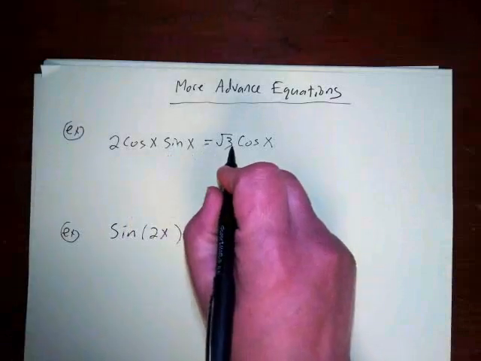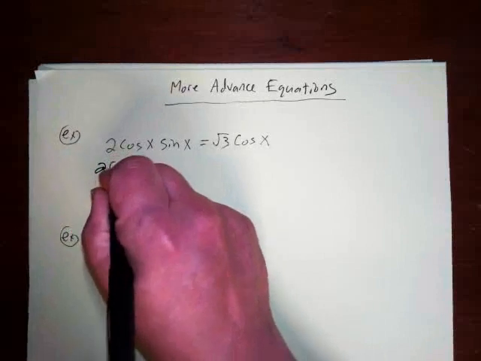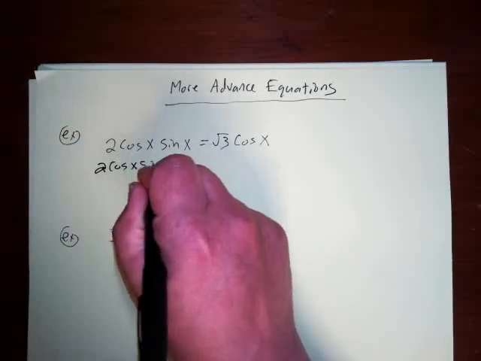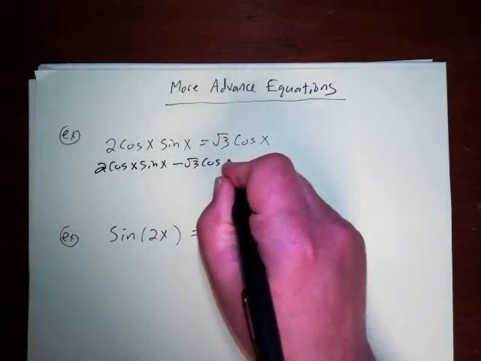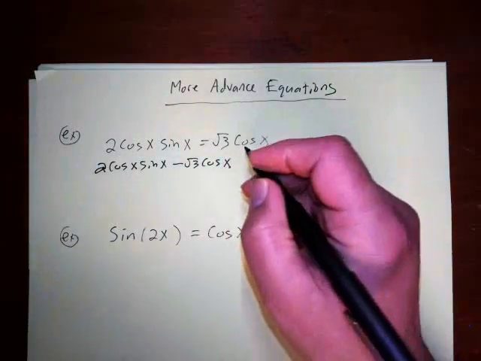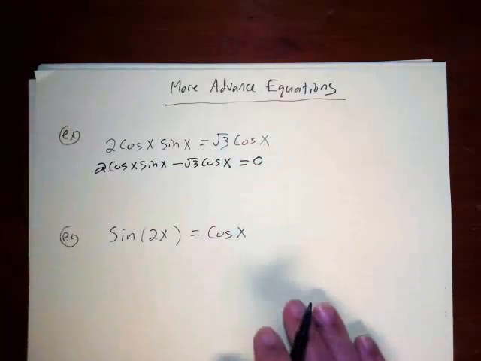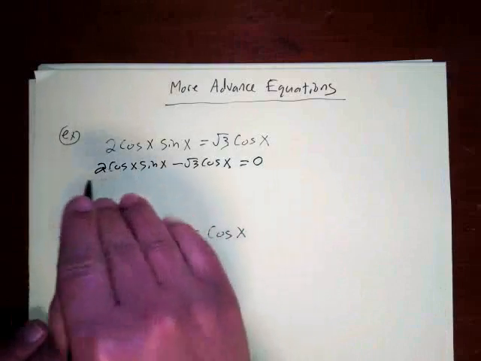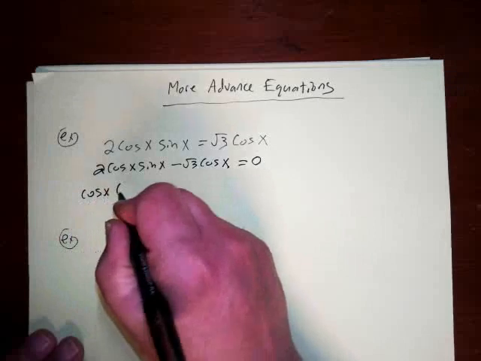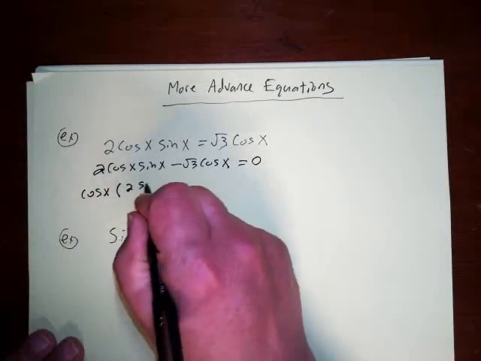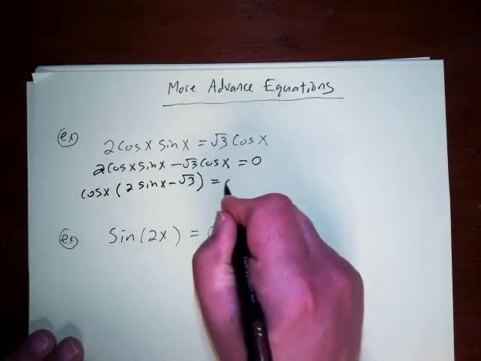So what I'm going to do is bring the square root of 3 cosine x to the other side. So I get 2 cosine x sine x minus square root of 3 cosine x, and that's equal to 0. Now what I can do then is factor a cosine x out. So I get cosine x times 2 sine x minus square root of 3. This is equal to 0.